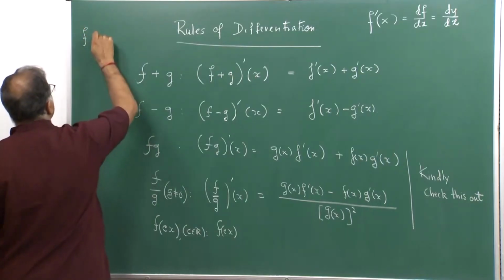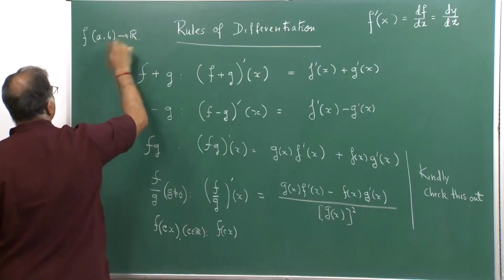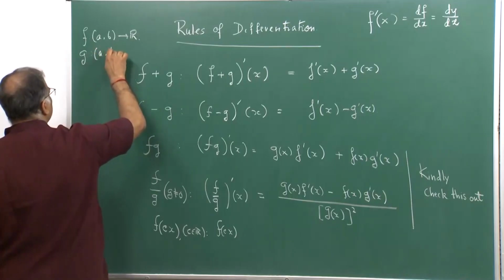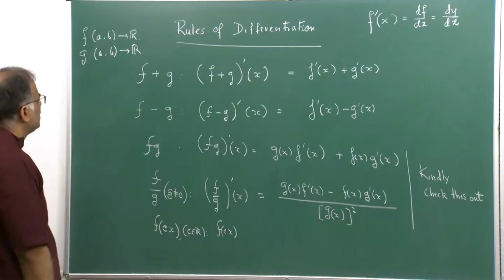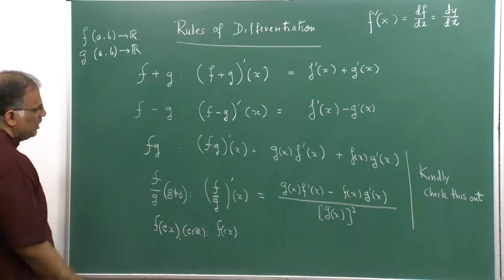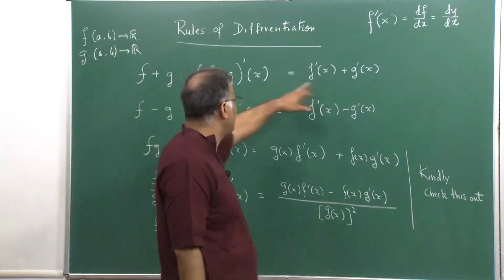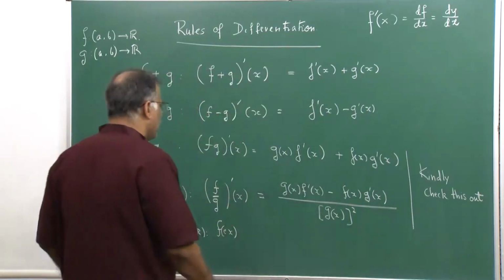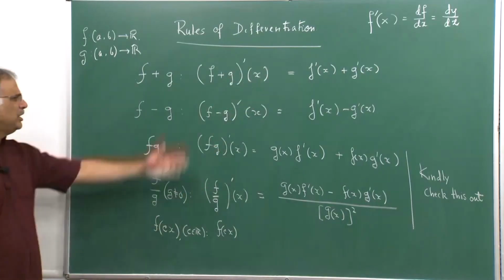Now the domain could be, say, the interval (a, b) to R, and g could also be the interval (a, b) to R, or open interval (c, d) to R, where (a, b) and (c, d) have some intersection, or you can just say both of them are from R to R, it does not matter. This domain and range does not matter if the function is differentiable at a given x. Essentially this is a point based result, where we are talking about the differentiability at this particular point. That is how you will calculate the derivative for this.